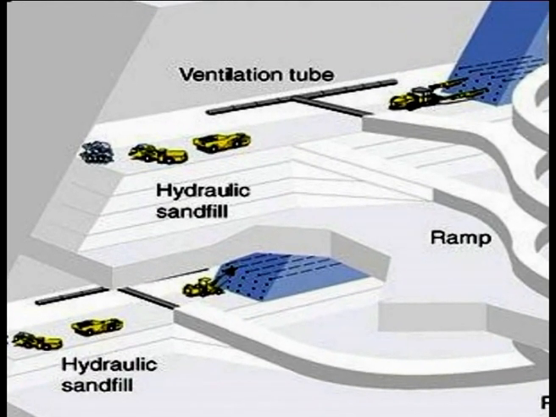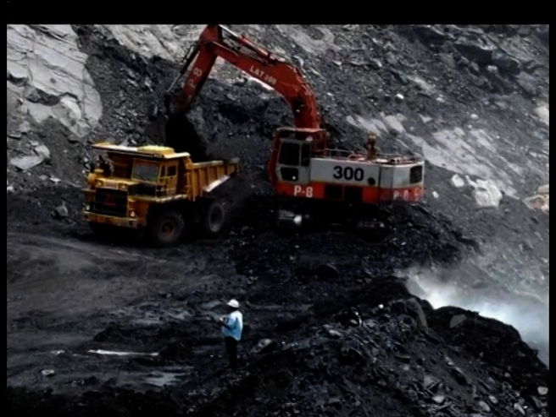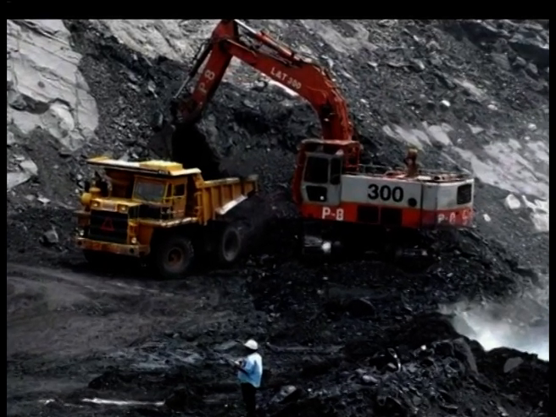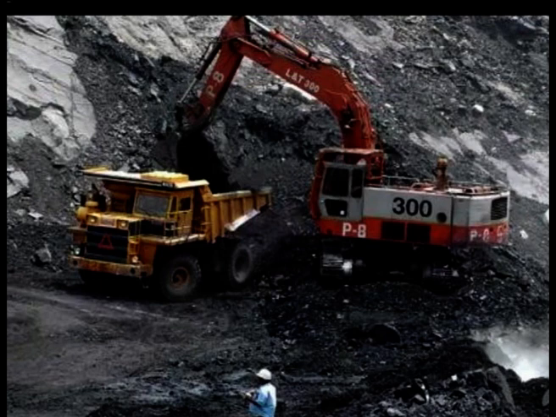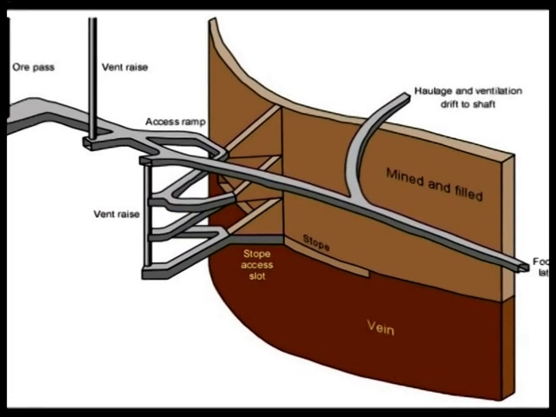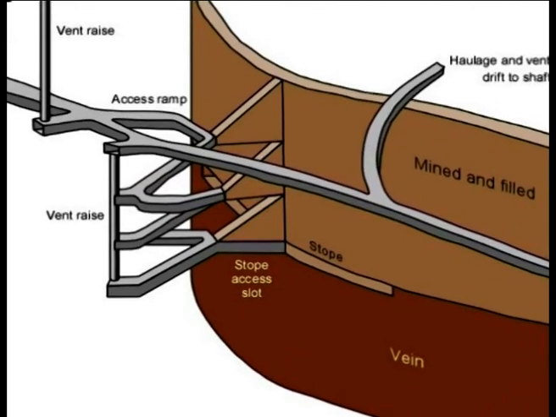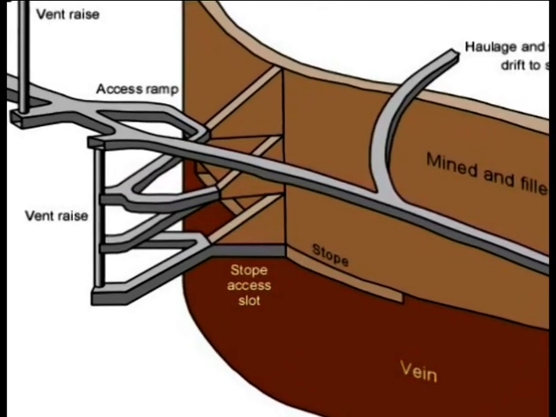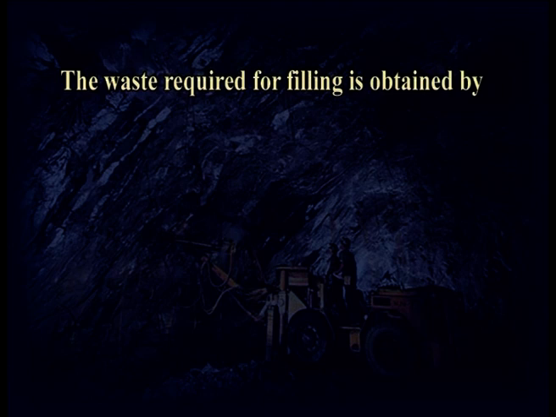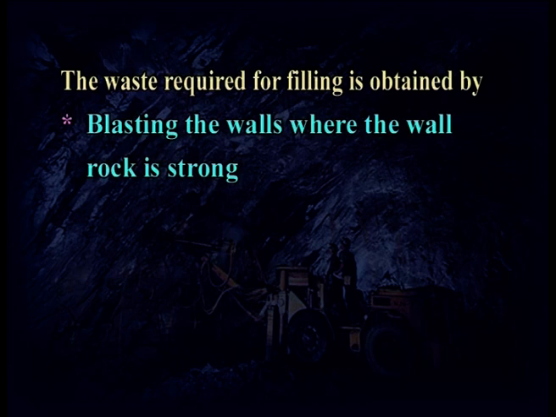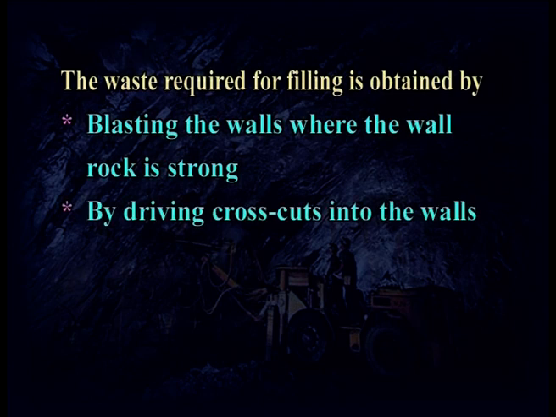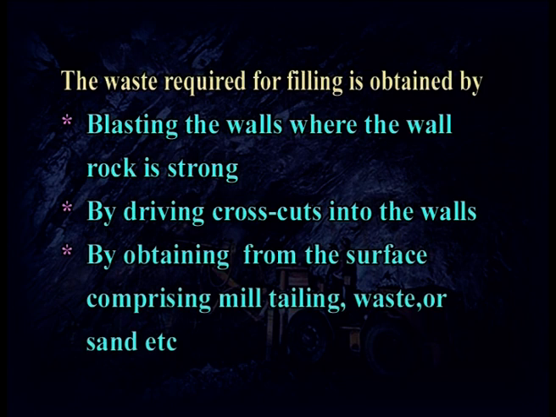The ore is loaded into mine cars by gravity, but scrapers may also be employed. As waste filling is let into the stope, the chutes are raised upwards by adding additional sets of timber. The waste required for filling is obtained, first, by blasting the walls where the wall rock is strong, second, by driving cross cuts into the wall, third, by obtaining from the surface comprising mill tailing, waste or sand, etc.